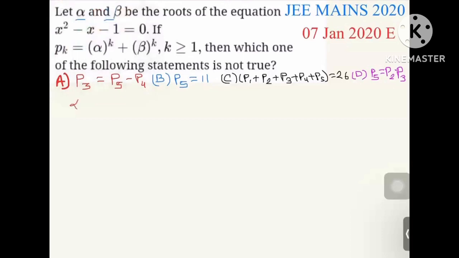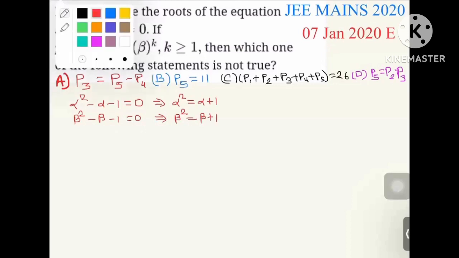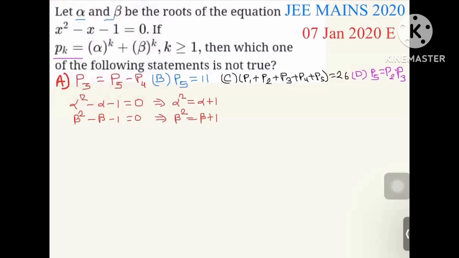alpha square minus alpha minus 1 equal to 0, or we can conclude that alpha square is equal to alpha plus 1. And similarly, beta square minus beta minus 1 equal to 0. From this, we can conclude that beta square is equal to beta plus 1. Now, from the question, pk is defined as alpha to the power k plus beta to the power k.